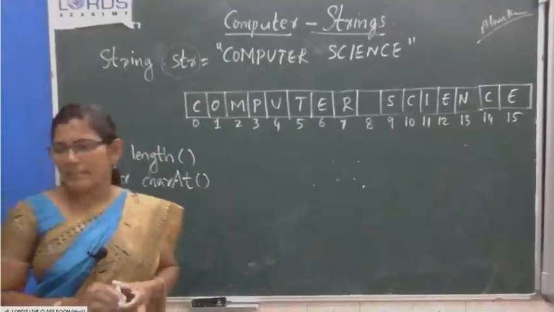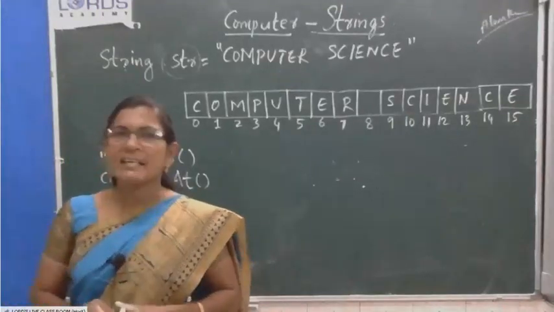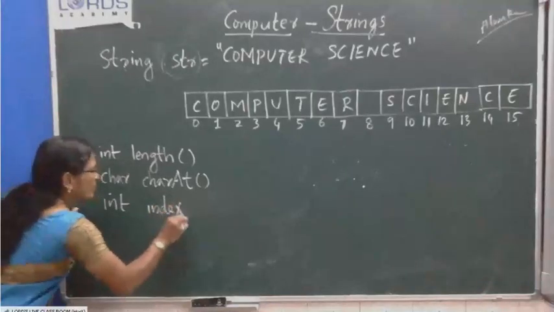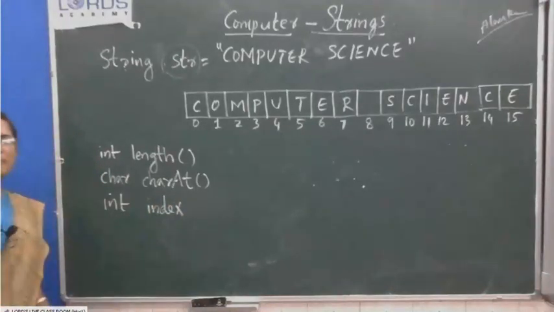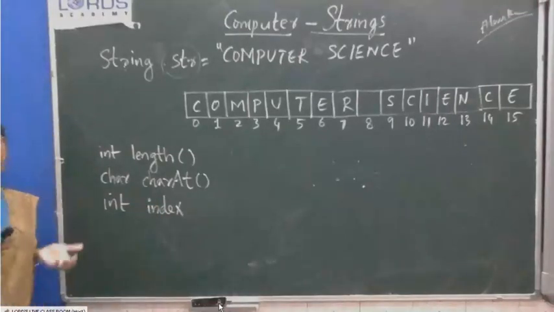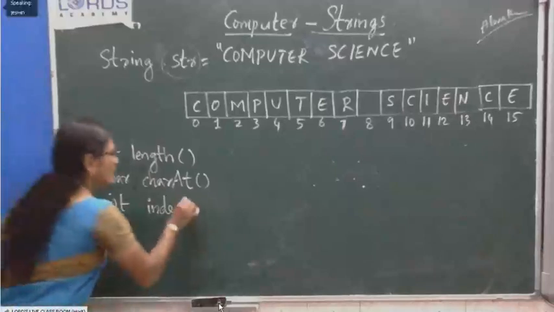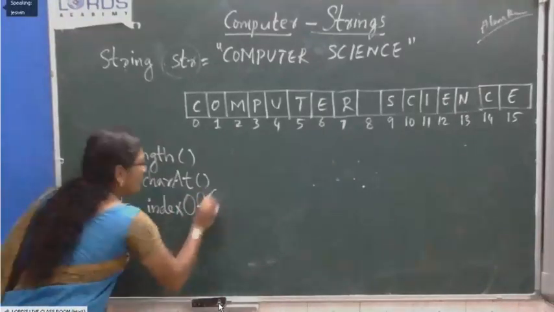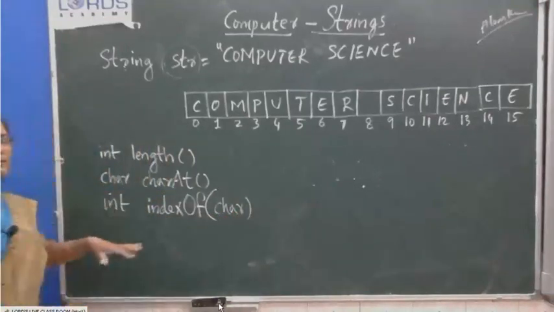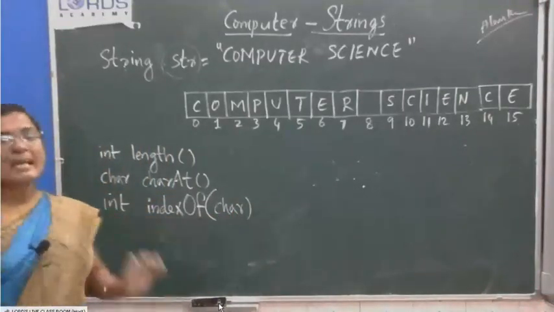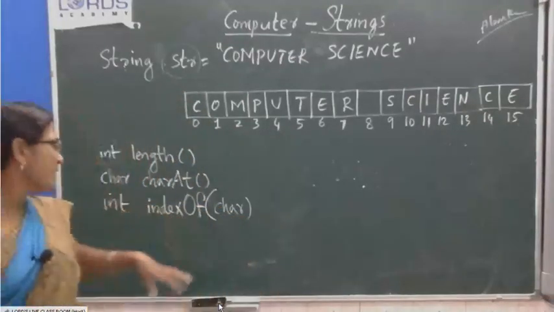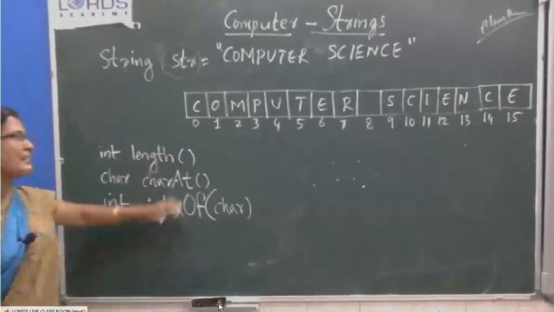So, the third method is indexOf. We will be using all these methods in the coming programs. Without learning these methods, you will not be able to do any programs on strings. indexOf, and you will specify a character here. This method is used to find out the index number of a specified character in a given string.